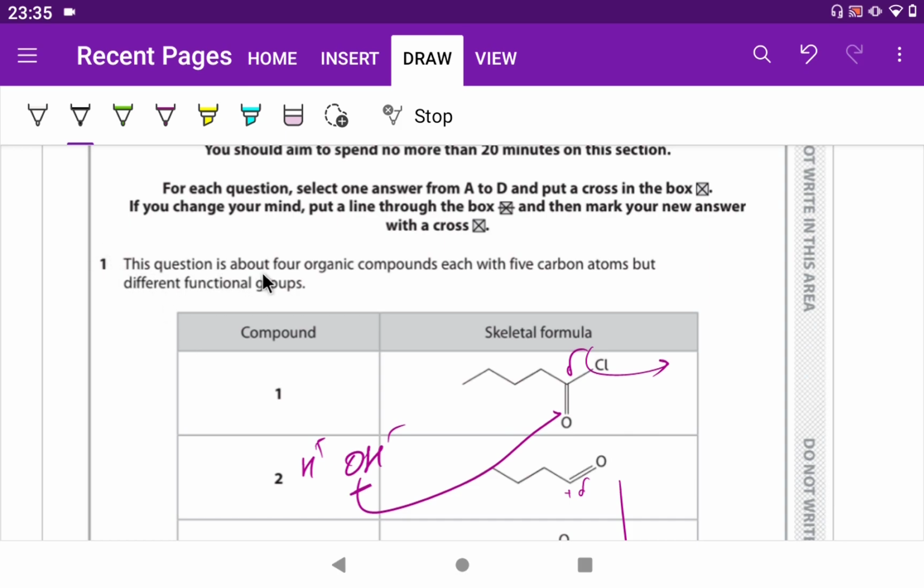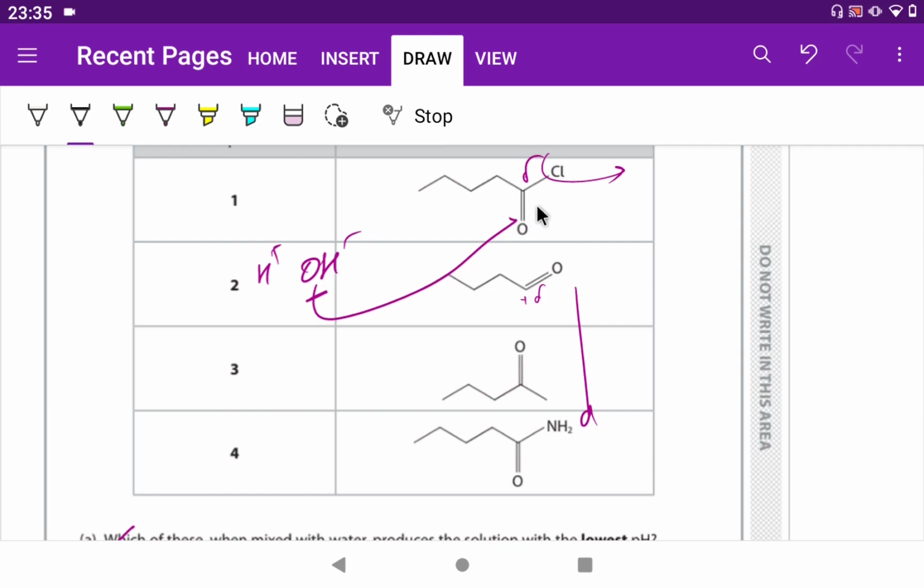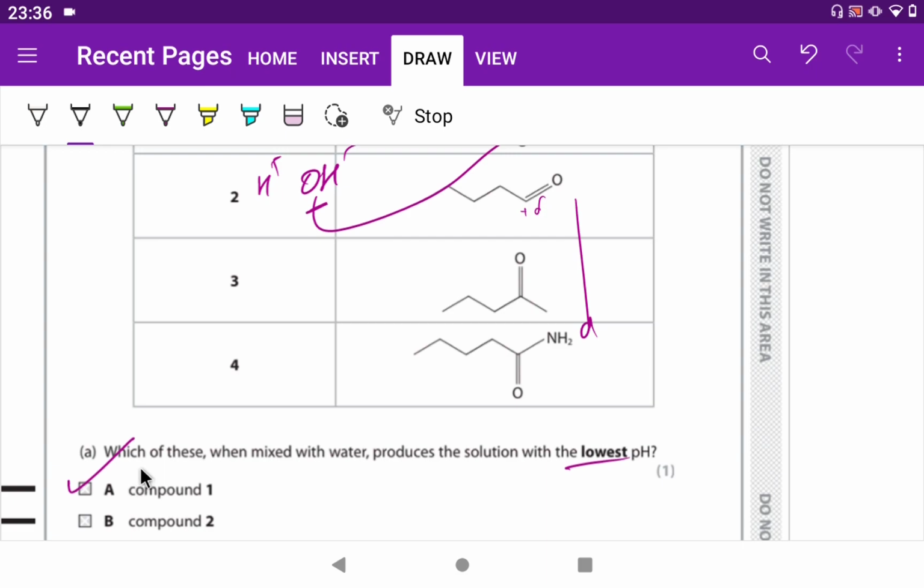this question is about 4 organic compounds with 5 carbon atoms and different functional groups, like this is an aldehyde, this is a ketone, this is the amide group, like these 4 different groups. So the first part of the question is, which of these when mixed with water produces the solution with lowest pH?